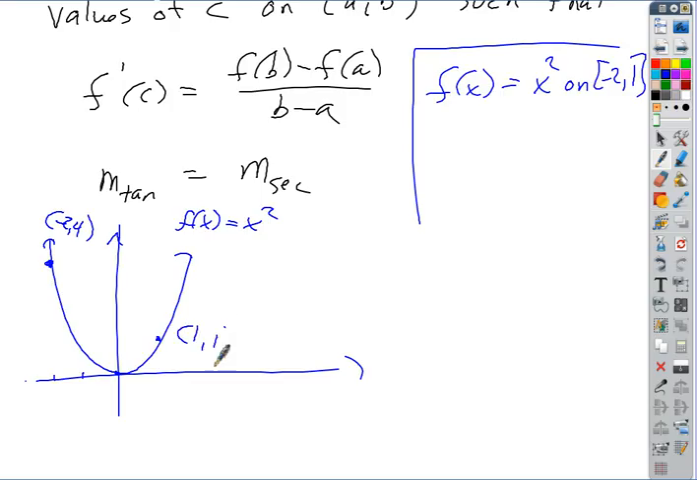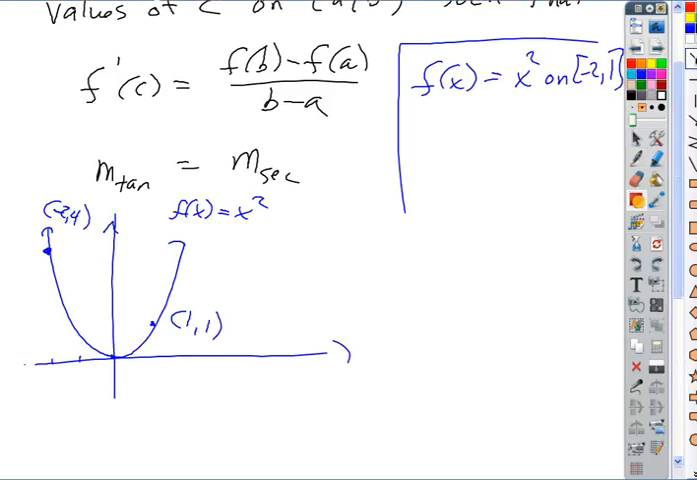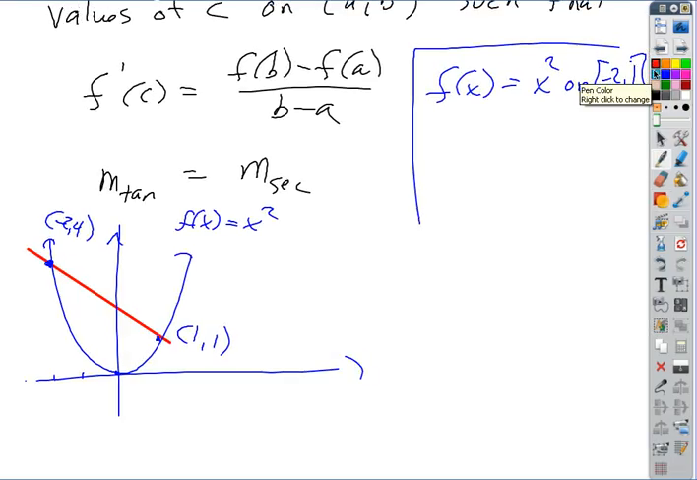I want to find all the places where the slope of the secant line is the same as the slope of the tangent line, or the slope of the curve. We can sort of see where that is. It's right about there, it looks like. Approximately. But we want to find where exactly. So let's do the math.